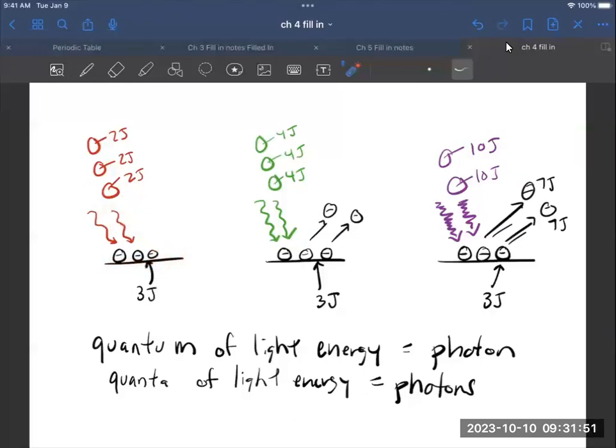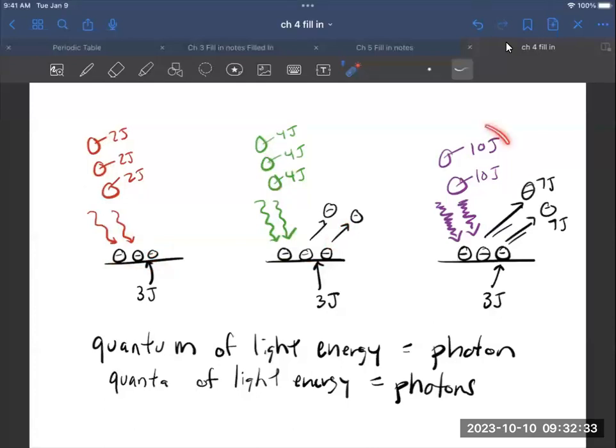Now if each little packet of red light only carries 2 joules of energy, it's not going to be enough to overcome the sticking energy, and the electrons are going to stay stuck to the metal piece. No matter how many times I throw a ball that only contains 2 joules of energy, it's not going to overcome 3 joules of energy. That's why these electrons stayed stuck. Meanwhile here, the 4 joules of energy carried by each green ball of light did contain enough energy to break that sticking force and knocked some of the electrons off.